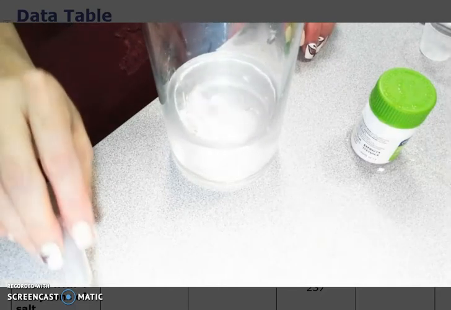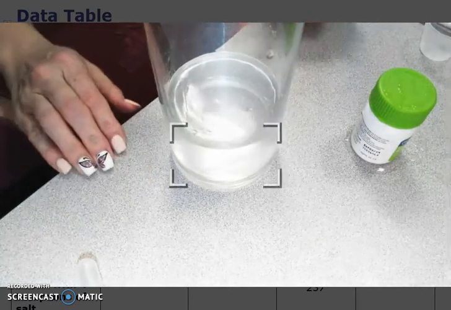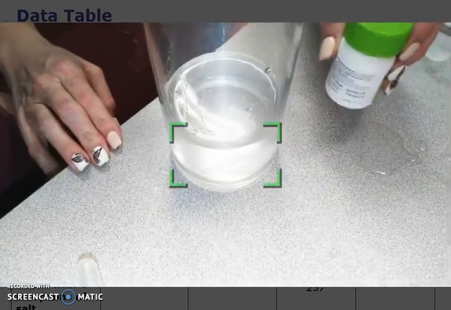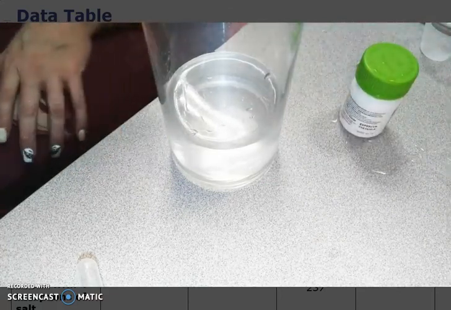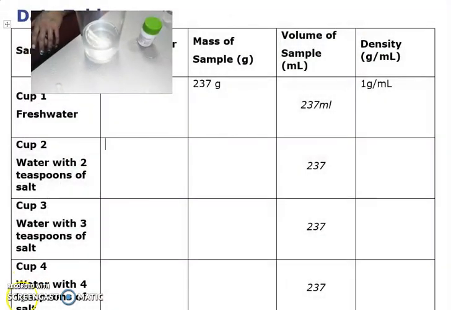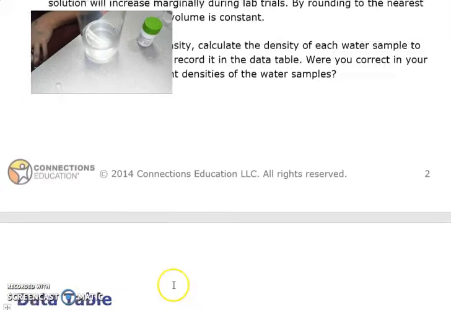Okay, so after time, once that settles, you're going to add your egg back to the water and you're going to record whether it floats or sinks. I'm not going to do that part for you, but I am going to help you with the math a little bit, okay? So 2 teaspoons of salt.